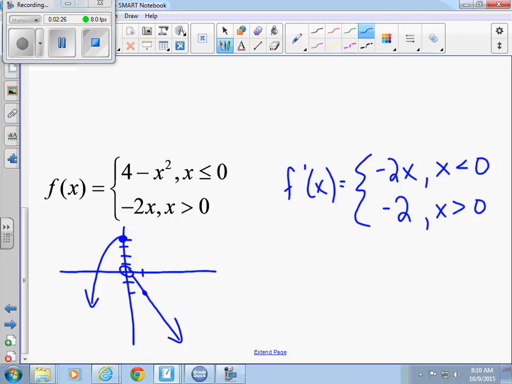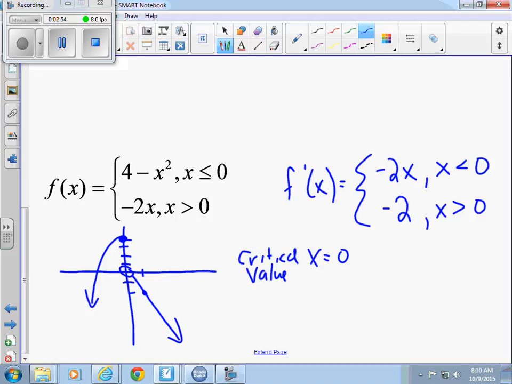So 0. And to know for sure if it's undefined, I'm going to look at the derivative of the top at 0. What is this at 0? 0. What is this at 0? Negative 2. Are those the same? So at 0, the derivative is undefined. So I have a critical point, a critical value at x equals 0.